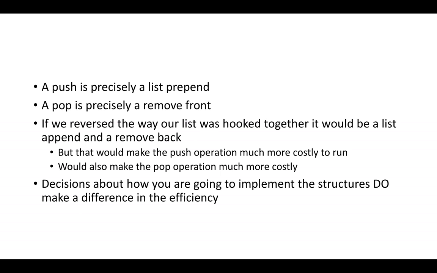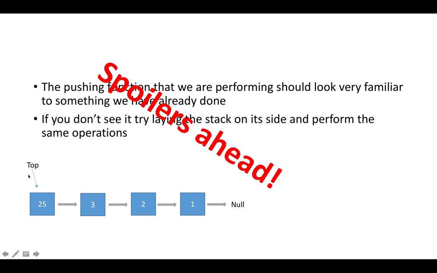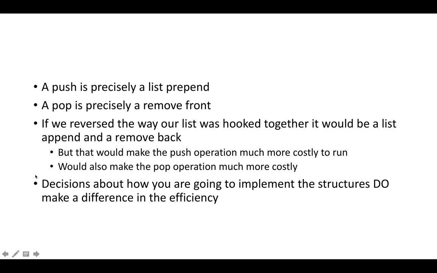Okay, so effectively, a push is precisely a list prepend. We're pushing an element on the front of our list. Top is more or less our front pointer, which holds on to our list, and push just adds something new to the front of that list. And a pop is precisely a remove front of that list. Right? So we've already done these operations with our normal linked lists.